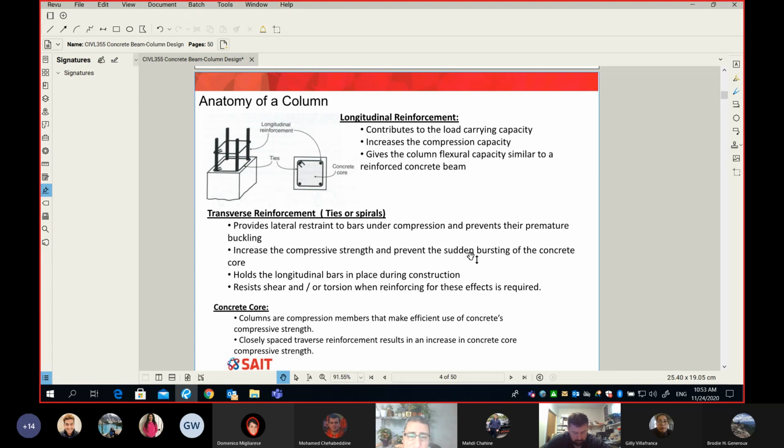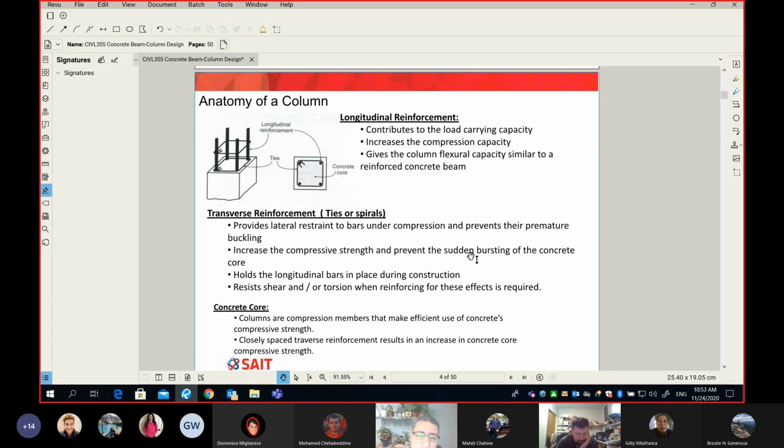Number three, what they do is they increase the compressive strength of your concrete, because think about them as rings. They are confining the core of the concrete, increasing the compressive capacity of your concrete by itself.